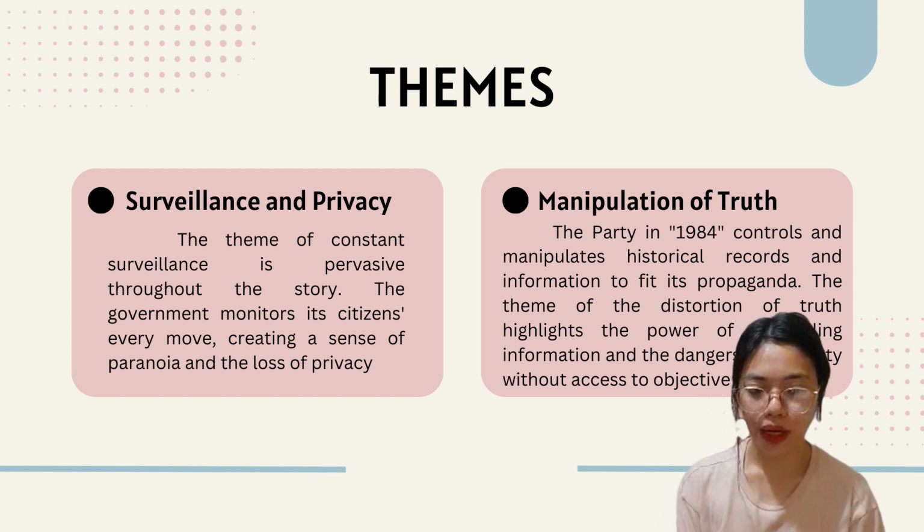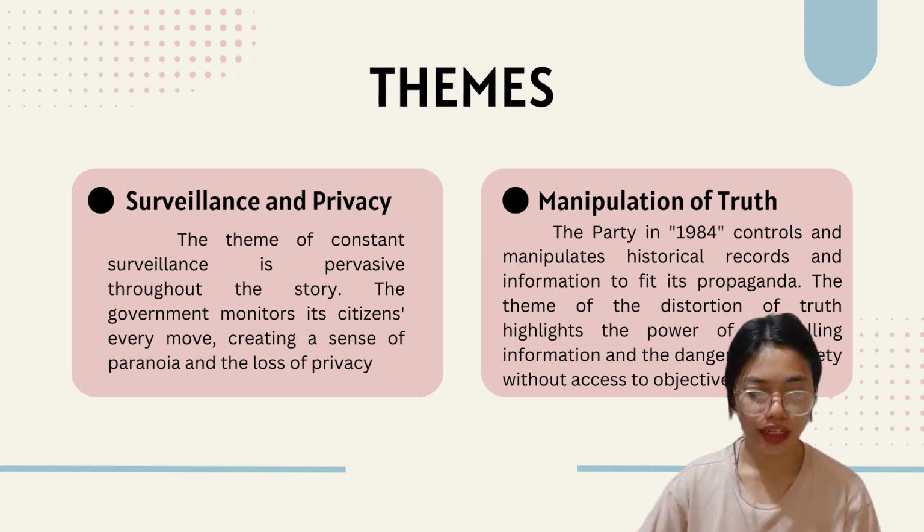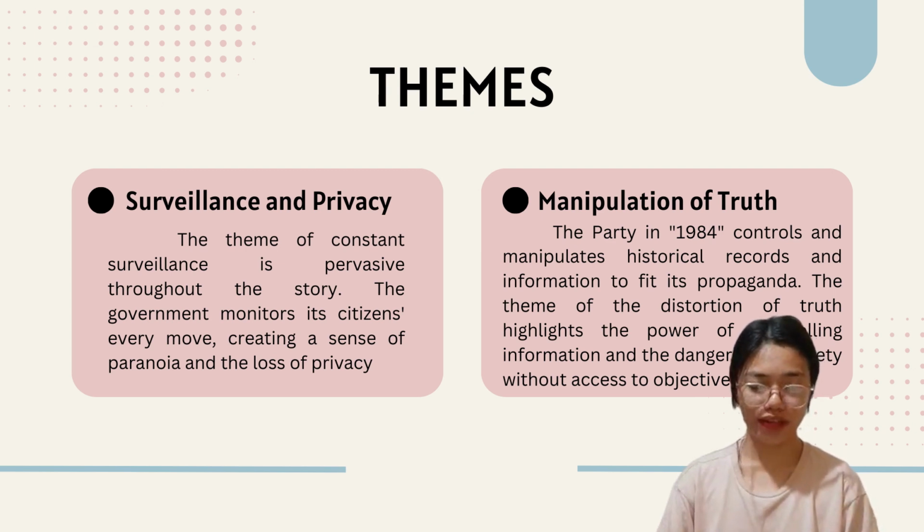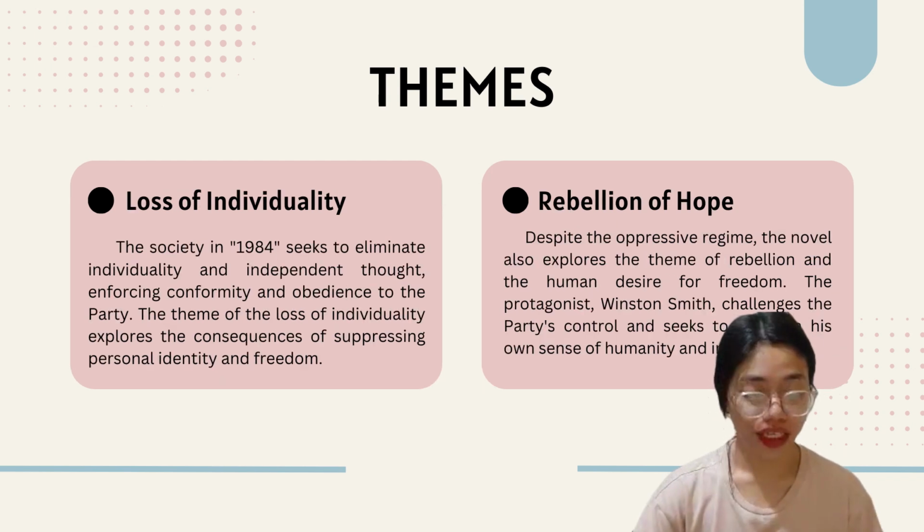Manipulation of truth. The party in 1984 controls and manipulates historical records and information for its propaganda. The theme of the distortion of truth highlights the power of controlling information and the dangers of a society without access to objective reality.